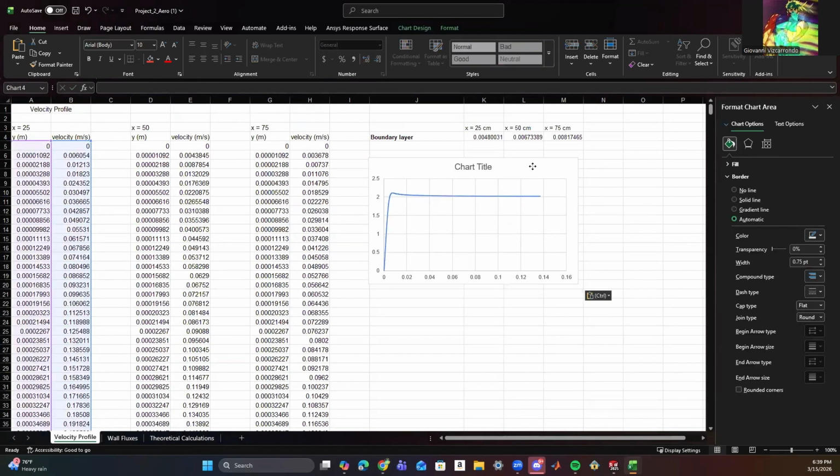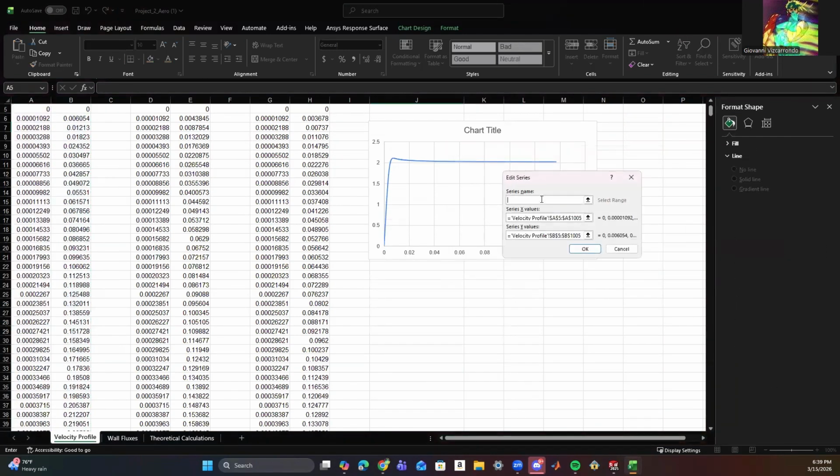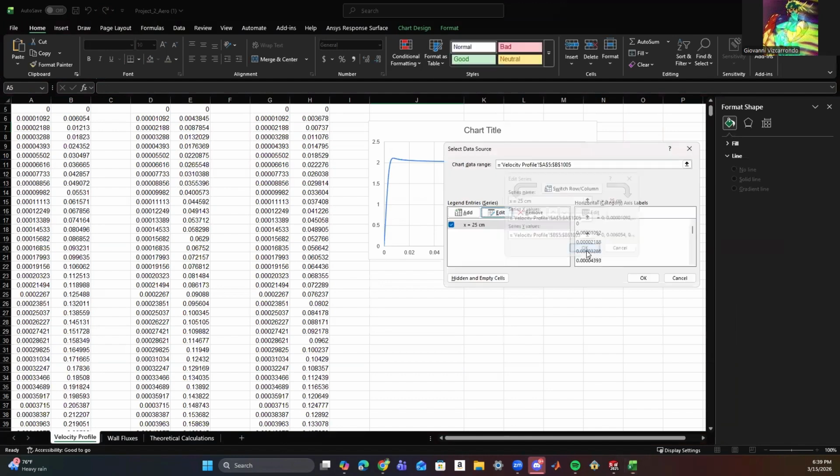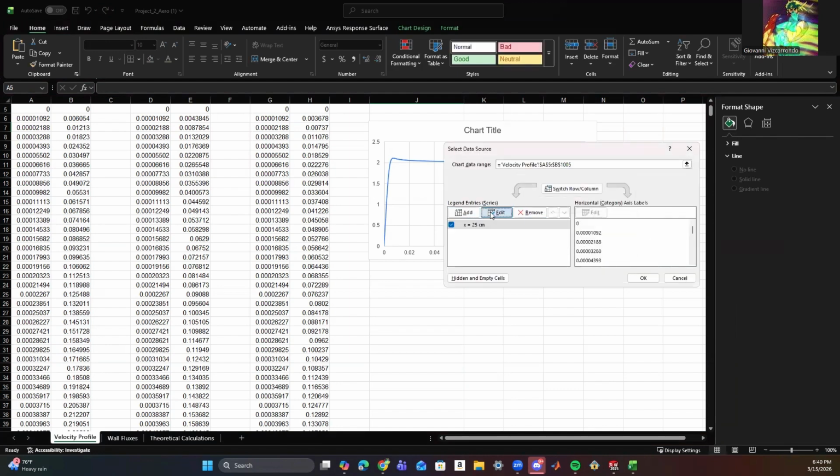There we go. So this is going to be the one for the first one. We are going to now right click, select data, edit this. We're going to call this x equals 25 centimeters. Okay, on that, we're going to add one. Actually, cancel. Go here, hit edit.